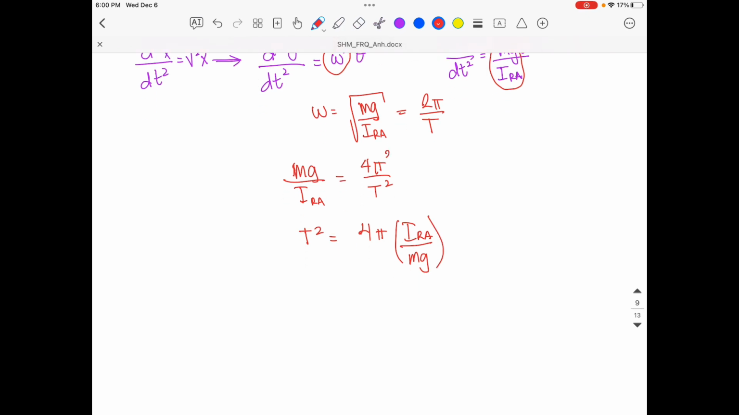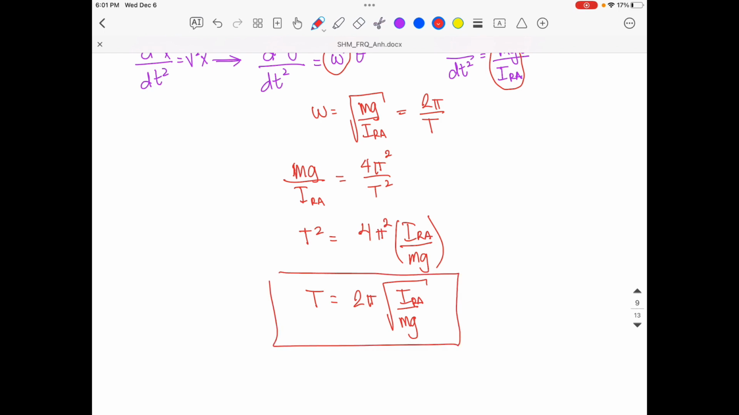Oh, I forgot. If I'm squaring both sides, I need to square the pi as well. And then when I take the square root, I end up with 2 pi square root of inertia over mg. So in this scenario, we would do the inertia from the rotational axis. And you can compare this to the equation in your notes, and this is how you derive that equation.